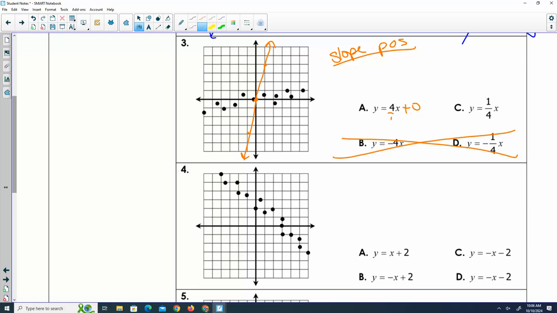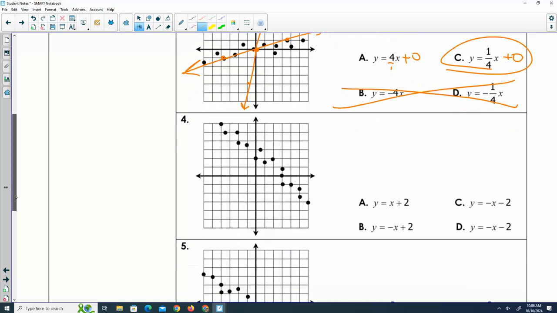No, it's way too steep. If I do the other one, 1/4 x is like plus 0. So you start at 0, up 1, over 4, or down 1, backwards 4. That one is a pretty good model. So the correct answer here is C. The 4 is just too steep, and we know it's positive because it's increasing.